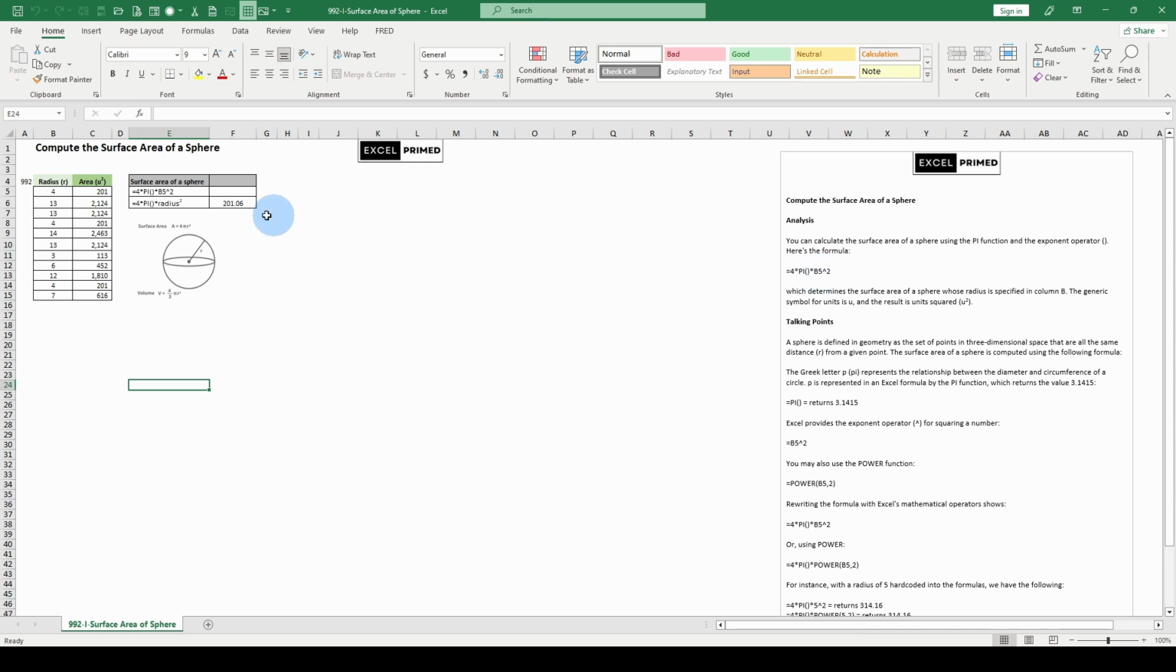Got it? We're using the exponent caret 2, but you can also use the power function to accomplish the same thing. Here, we've got a radius of 4. Our area is going to be 4 times 3.1415 times radius, 4 times pi times this radius squared is going to give us the surface area of a sphere.